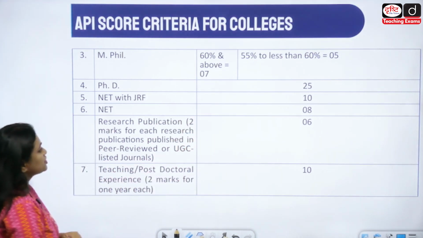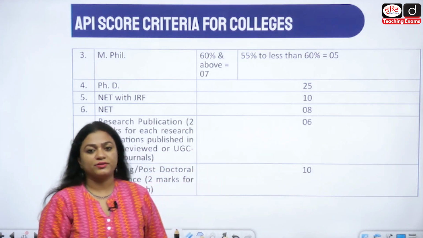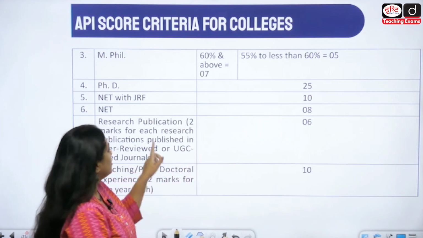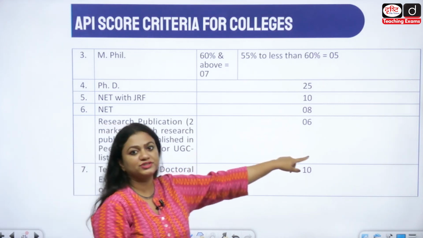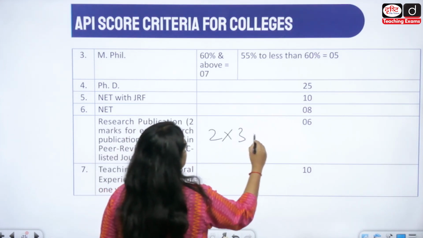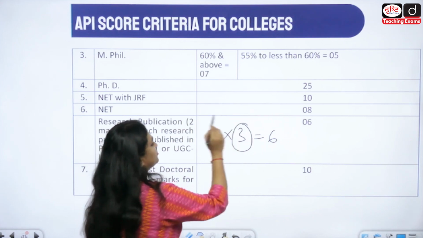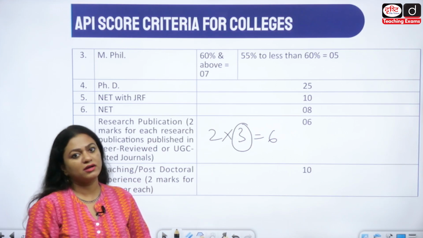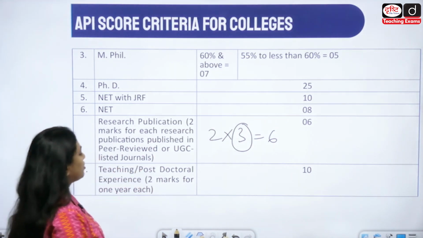Now, research publication. There is also a change here. You can add up only up to 3 publications. For each publication, you will be getting 2 marks and the maximum score is 6. So 2 into 3, 6. So you can add up to 3 publications here, whether published in a peer-reviewed journal or in a UGC CARE list.